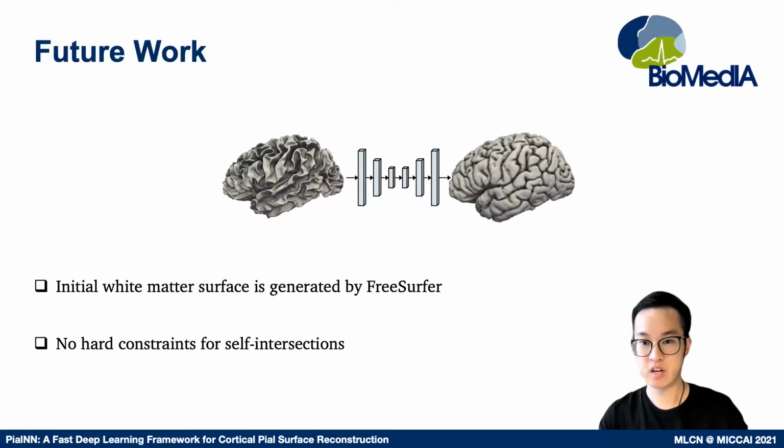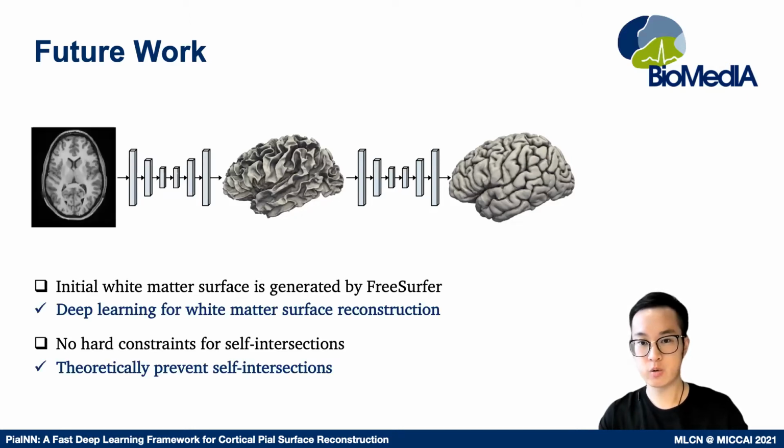However, there are 2 limitations of the proposed framework. First, as we only consider the pial surface reconstruction, the initial white matter surface is generated by FreeSurfer, which is still time-consuming. Second, although we use Laplacian smoothing to reduce the self-intersections, there are no hard constraints on this problem. The future work will focus on a deep learning method for white matter surface reconstruction and theoretically preventing the self-intersections. We already have some preliminary results. Please see our follow-up work if you are interested in this topic.